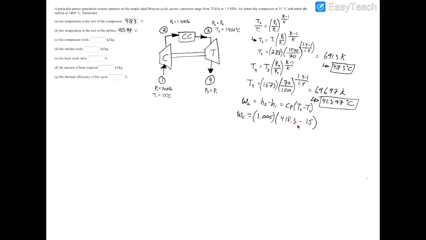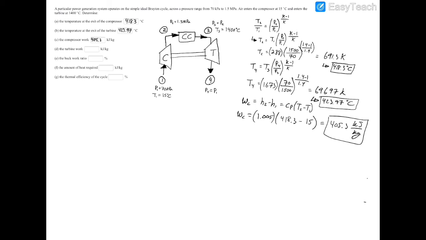Because this is a delta T, you can use Celsius or Kelvin, because this plus 273 minus this plus 273 is going to be the same thing if it's in Kelvin or Celsius. So if you multiply this out, you'll have that the work of the compressor is 405.3 kilojoules per kilogram.